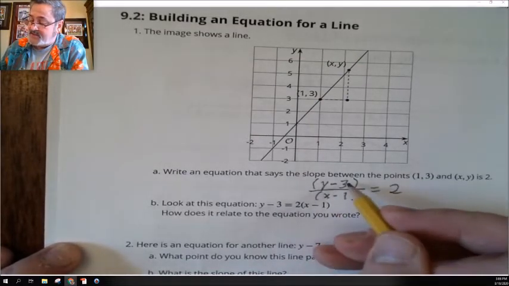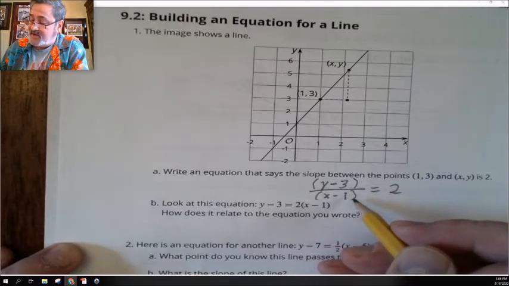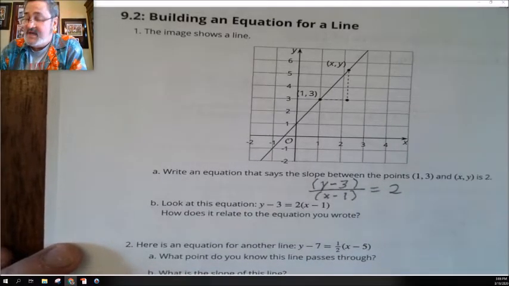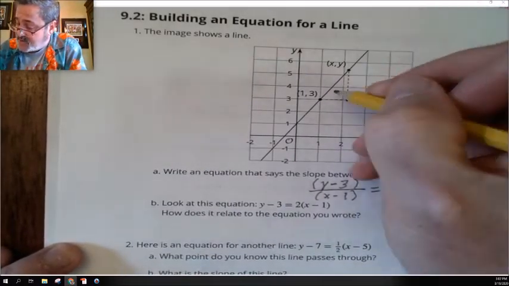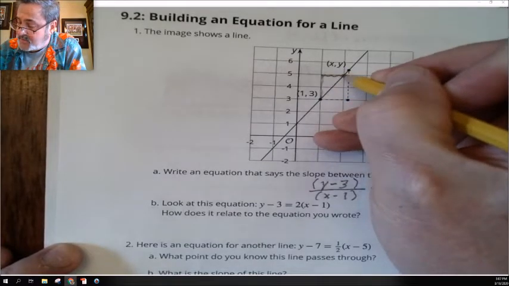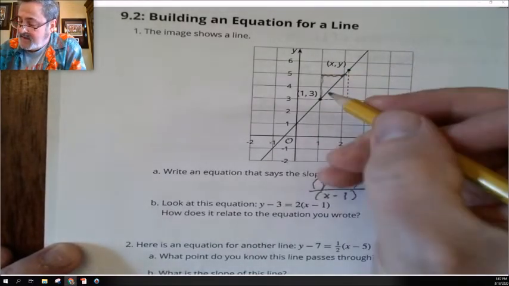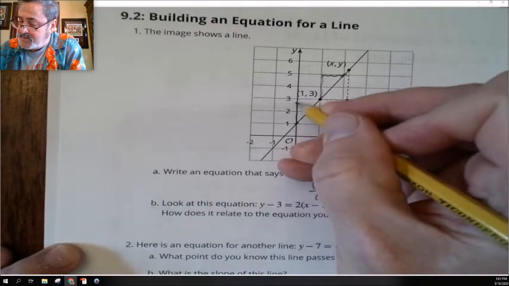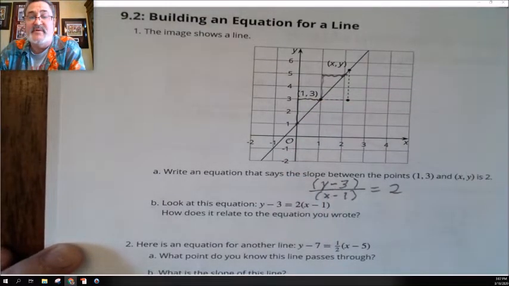So y minus 3 divided by x minus 1 should be a slope of 2. Now we can look at the line and tell that it has a slope of 2 because it goes up 2 and over 1 to this next point. We have a point down here. It went up 2 and over 1. So we can see it is a slope of 2.